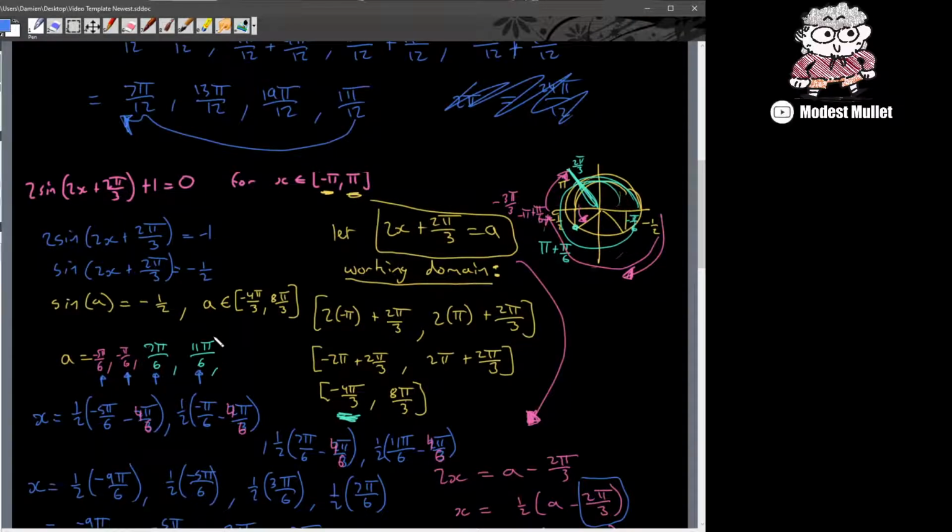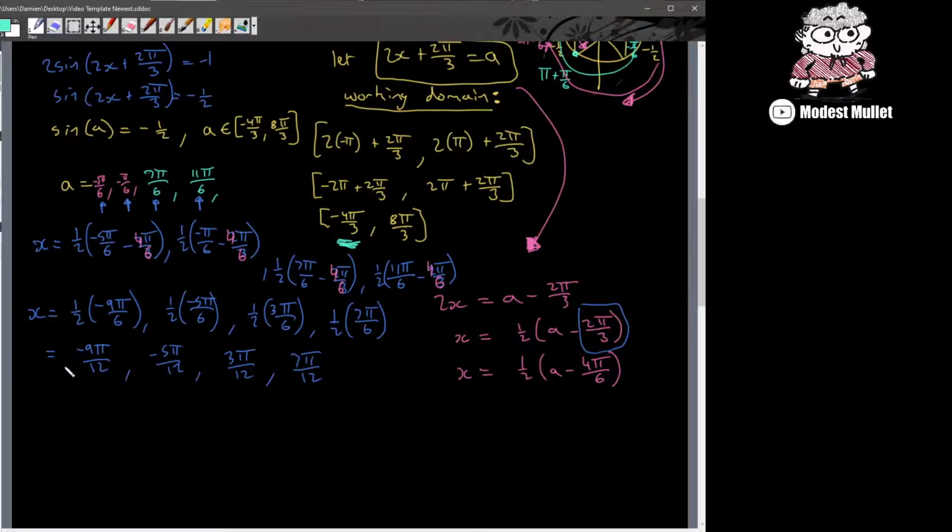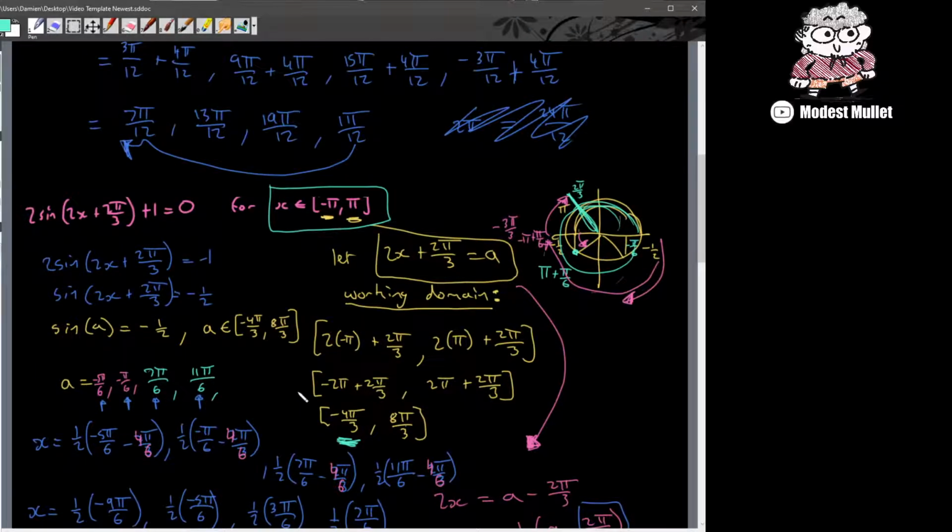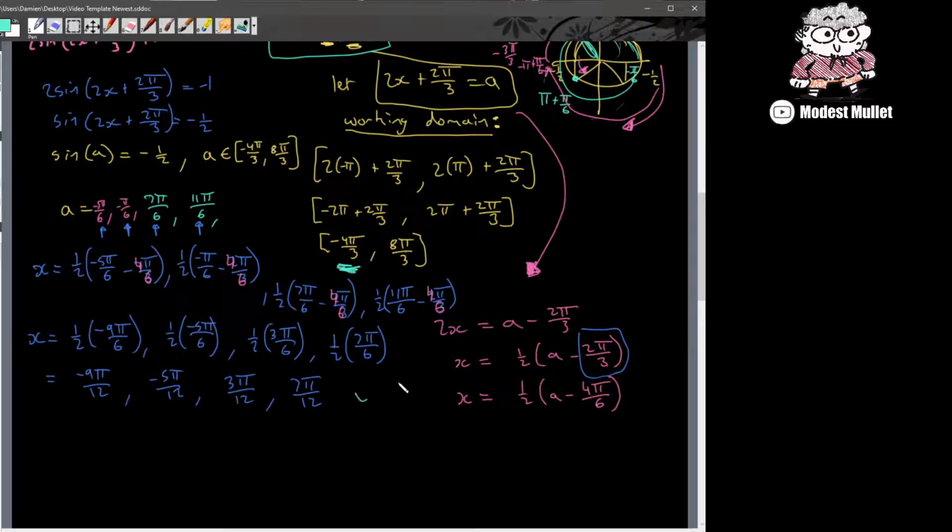There's my answers. Let's go back and check my original domain, which was here. So anything between negative pi and up to pi. Negative 9 is fine, negative 5 is fine, 3 is fine, 7 is fine. So all of those are inside the original domain. So they all work.